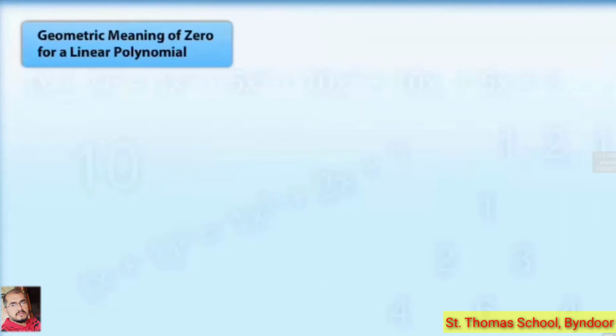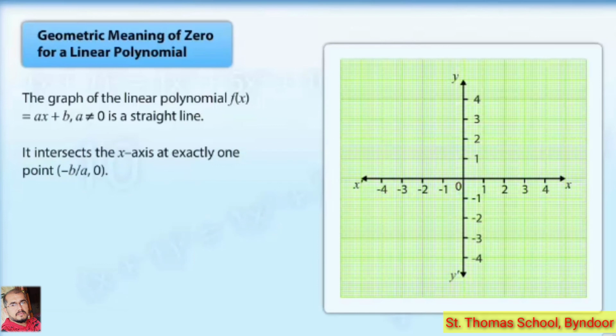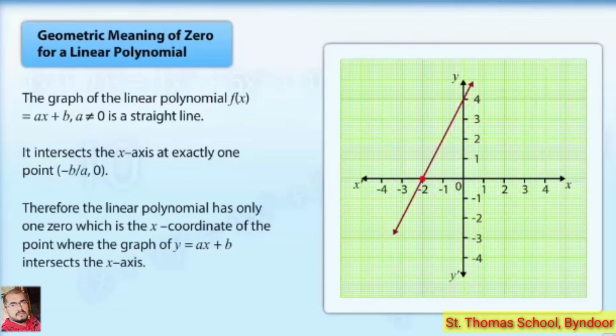What is the geometric meaning of zero for a linear polynomial? The graph of the linear polynomial f(x) = ax + b, where a is not equal to 0, is a straight line. It intersects the x-axis at exactly one point, (-b/a, 0). Therefore, the linear polynomial has only one zero, which is the x-coordinate of the point where the graph of y = ax + b intersects the x-axis.